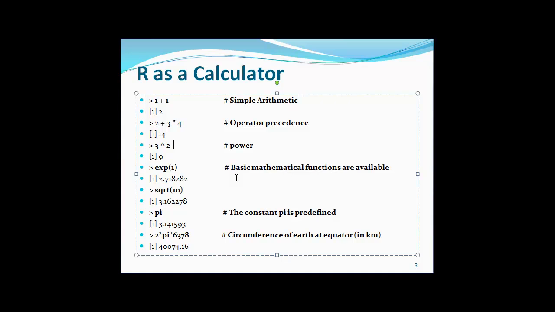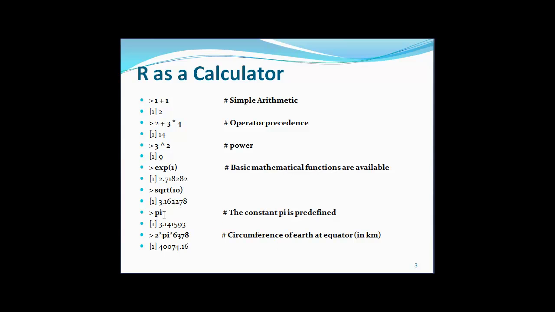Now along with it, some basic mathematical functions are also available, such as exponential, square root, pi, etc. For finding out the exponential value of any number, you have to write EXP and in the parenthesis write the number. Exponential of 1 is equal to 2.719. And for finding the square root, you have to write SQRT and the number in the parenthesis. The square root of 10 is 3.16.